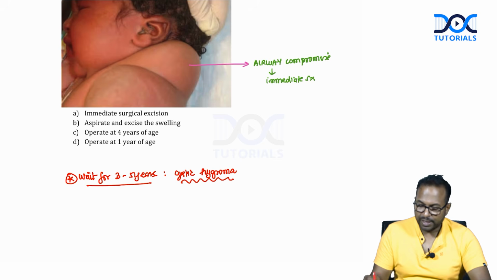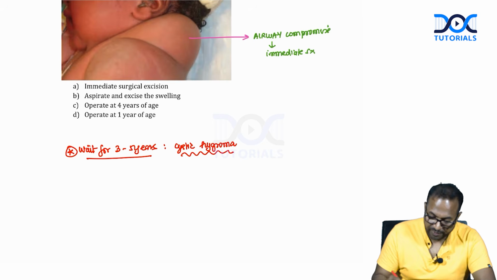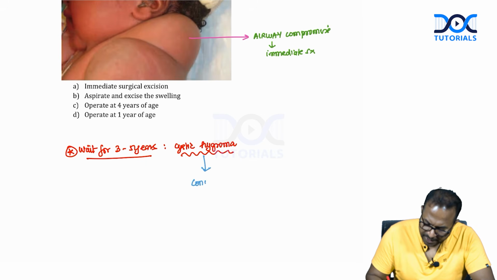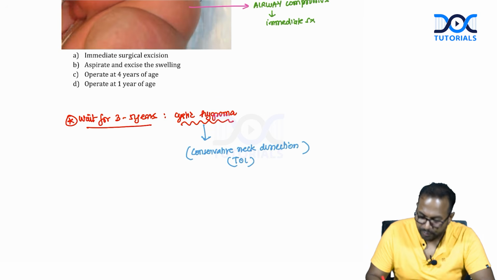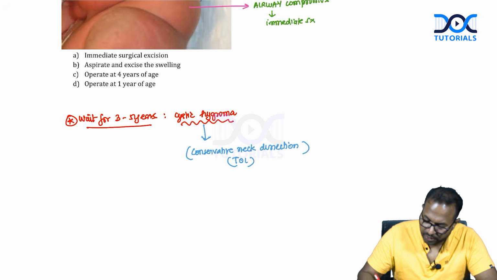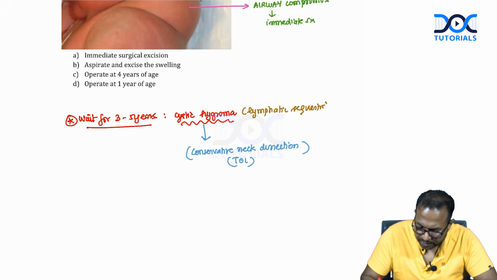When will you operate? When there is an airway compromise, surgical excision would have been the answer, but wait for 3 to 5 years. And at 3 to 5 years, we will go for a conservative neck dissection. Neck dissection done at the age of 3 to 5 years is the treatment of choice. We have to remove all the neck nodes. It is due to lymphatic sequestration. Don't forget, it is lymphatic sequestration. So we have to remove all the neck nodes.